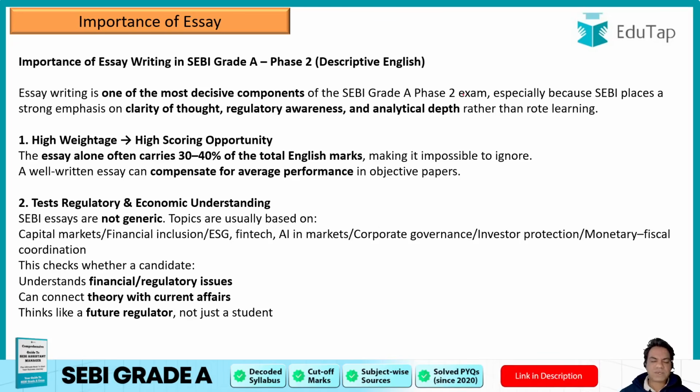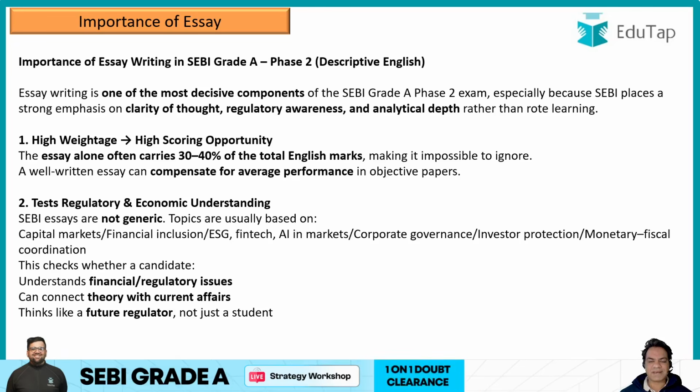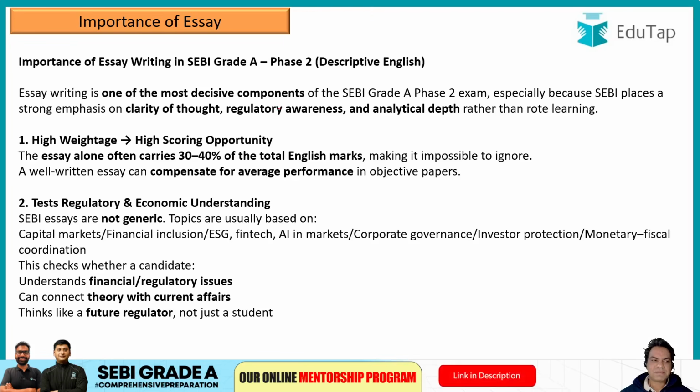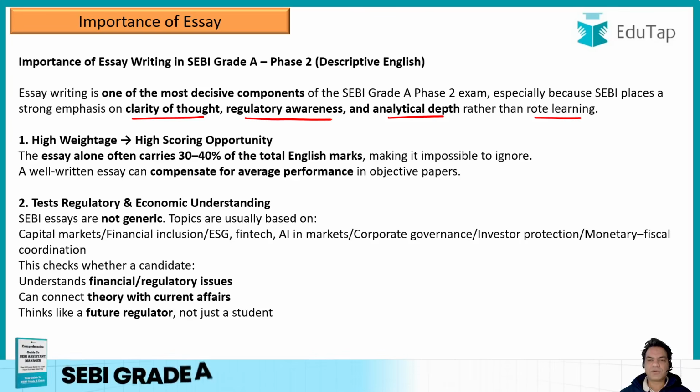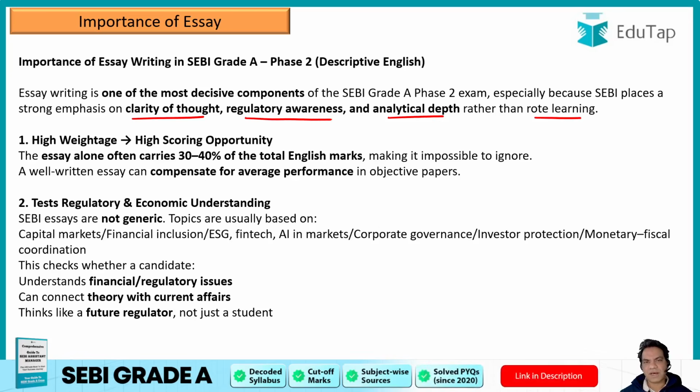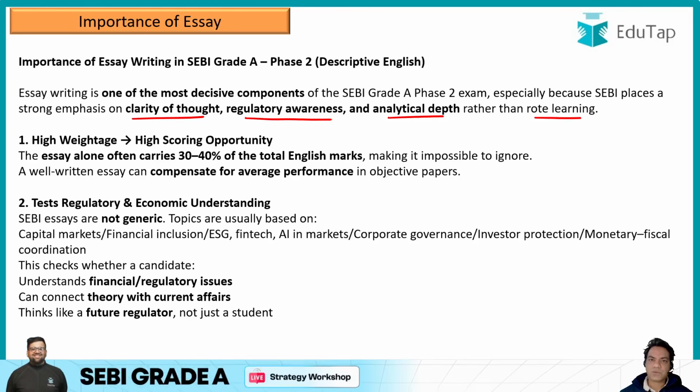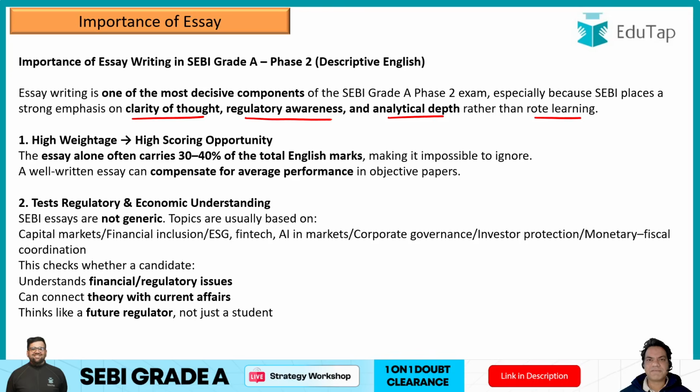Now let's understand the importance of essay writing in the descriptive English paper in SEBI Grade A. Essay writing is one of the most decisive components of the SEBI Grade A Phase 2 exam, especially because SEBI places a strong emphasis on clarity of thought, regulatory awareness and analytical depth rather than rote learning. They do not want a person who has crammed a lot of facts and data. It's more about your awareness, and how you can use that data to present your thesis. That is what is expected of you. They do not love verbose, flowery or irrelevant answers. They like to-the-point, conceptually correct and well-researched answers.